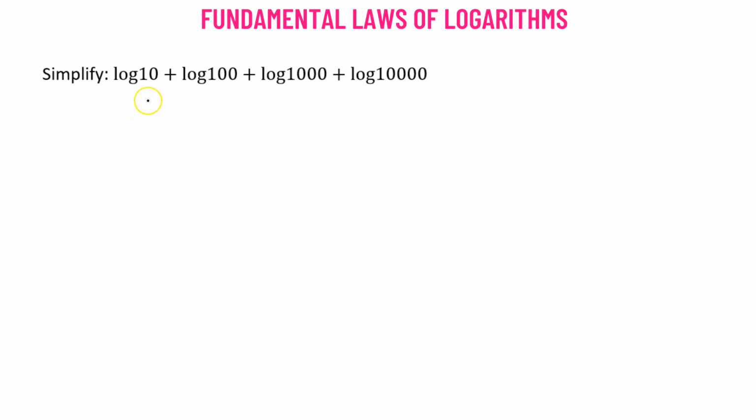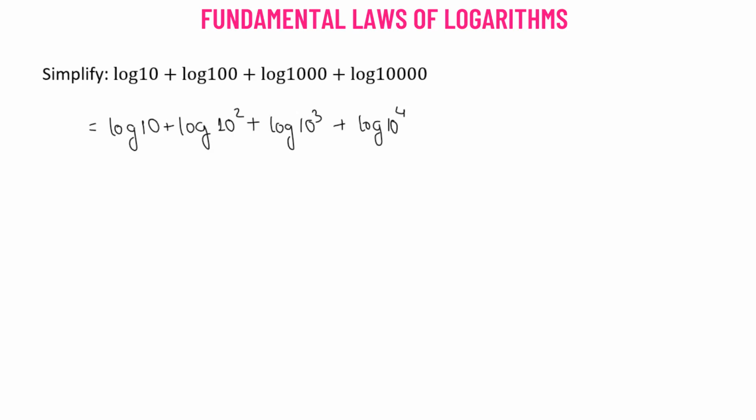Here we need to simplify log of 10 plus log of 100 plus log of 1000 plus log of 10,000. So let's rewrite the given logarithmic expression as log of 10 plus log of 100. So 100 can also be written as 10 squared, plus log of 1000. So that will be log of 10 cubed. And log of 10,000 will be log of 10 raised to the power of 4.